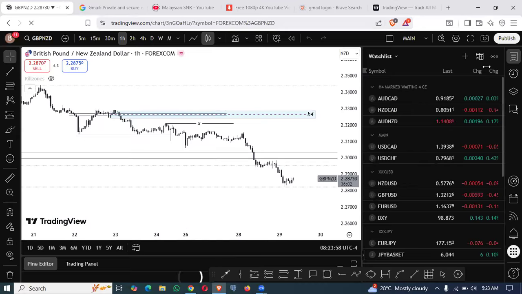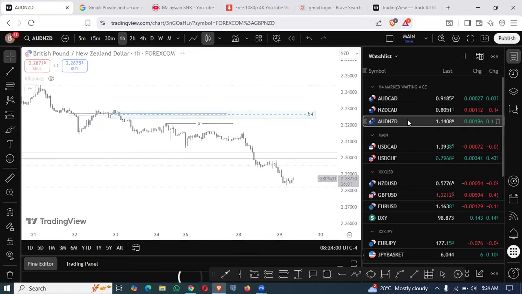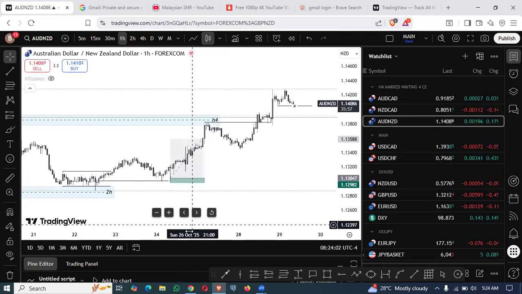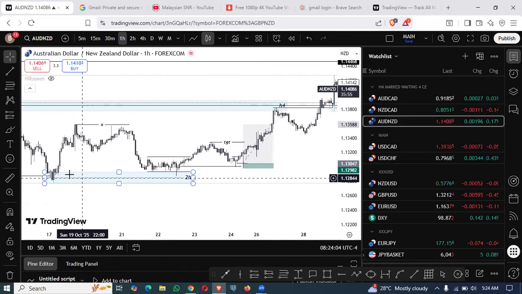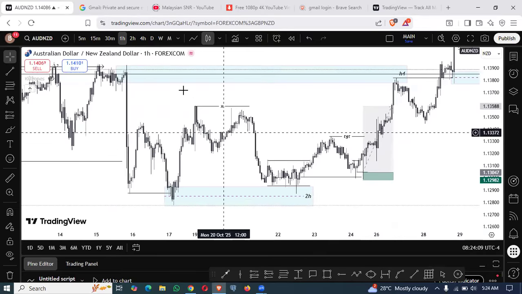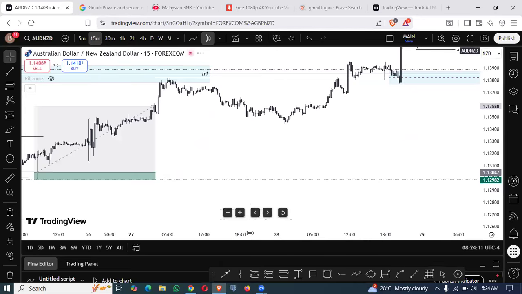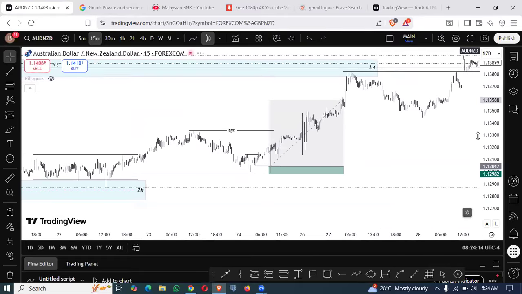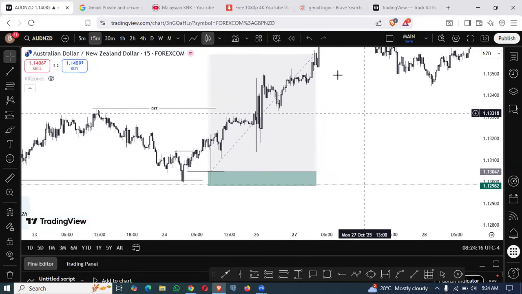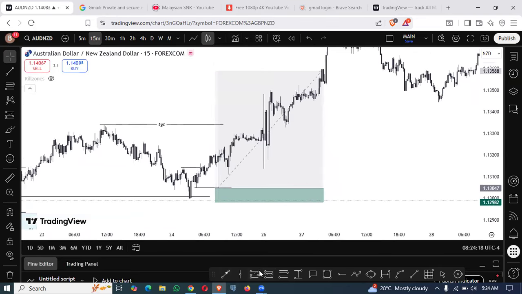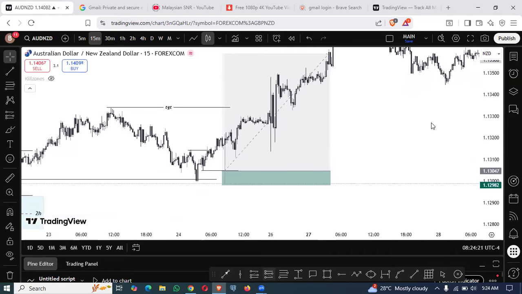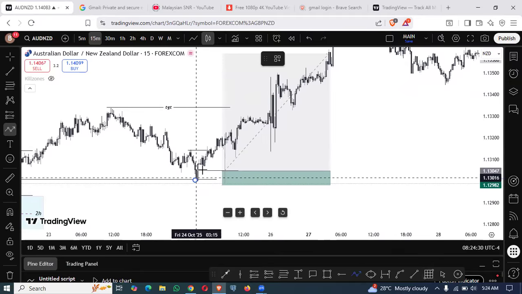So that was AUDNZD as at last week. Good. Exactly. This was the first entry here. And I got this entry, I think on 15 minutes. Yes. The same thing over and over again. What do I mean?